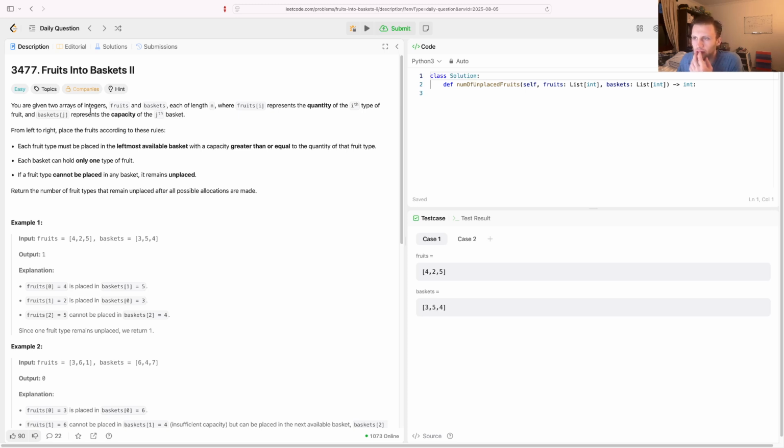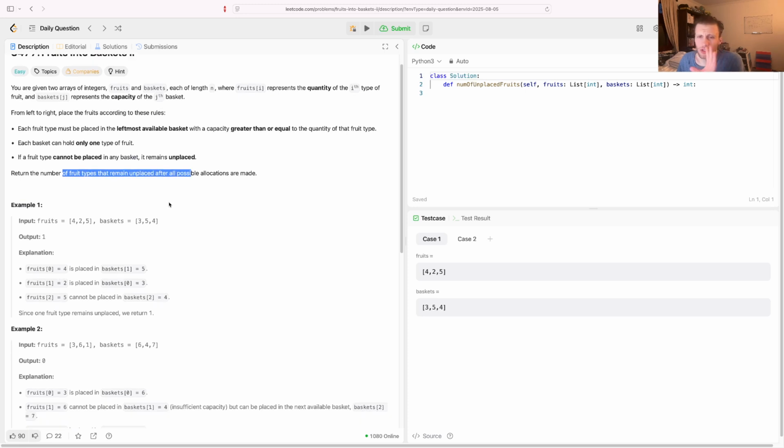You were given two arrays, fruits and baskets, each of length n, where fruits[i] represents the quantity of the ith type of fruit, and baskets[j] represents the capacity. Fruits and capacity reminds me of a DP knapsack problem, but we'll see. From left to right, place the fruits according to these rules. Each fruit must be placed into the leftmost available basket with a capacity greater than or equal to the quantity of that fruit type. Each basket can only hold one type of fruit. If a fruit cannot be placed in a basket, it remains unplaced. Return the number of fruits that remain unplaced.